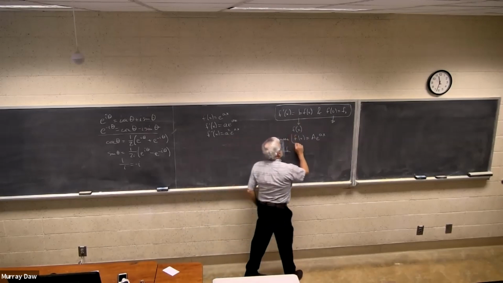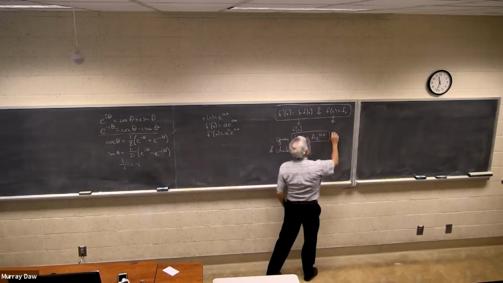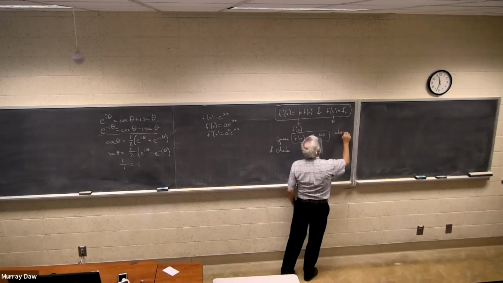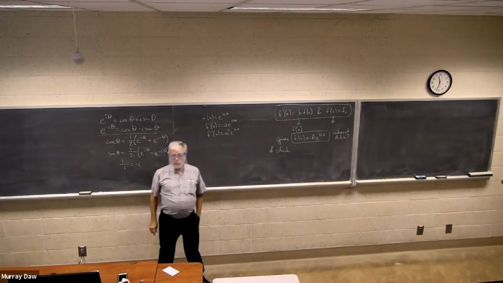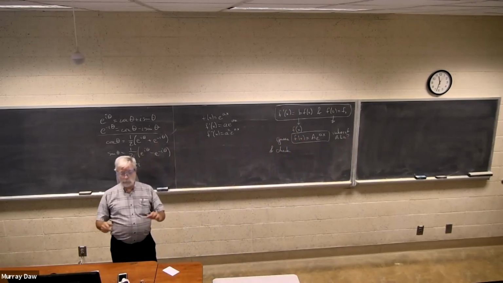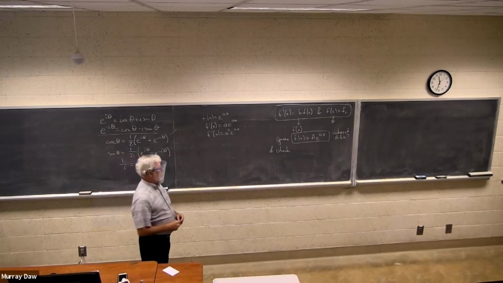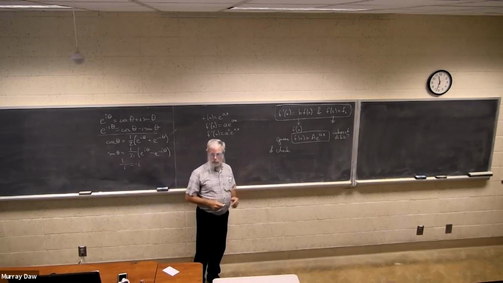So I want to find, are there values of big A and little a that will match those two conditions? This is a really simple example. We're going to get into some more complicated examples. I just want to show you the principle involved.